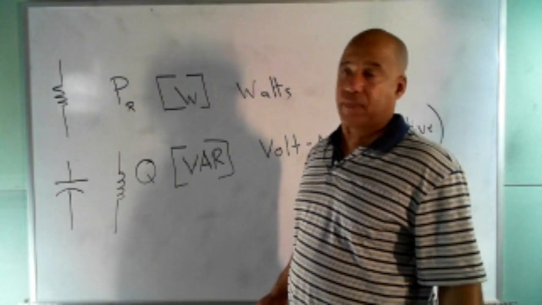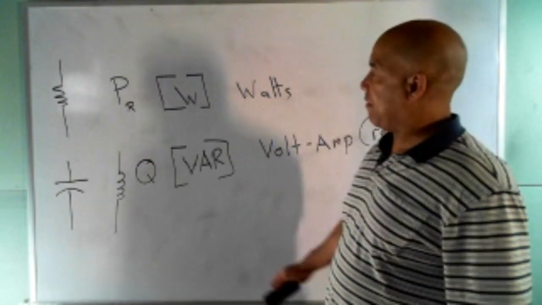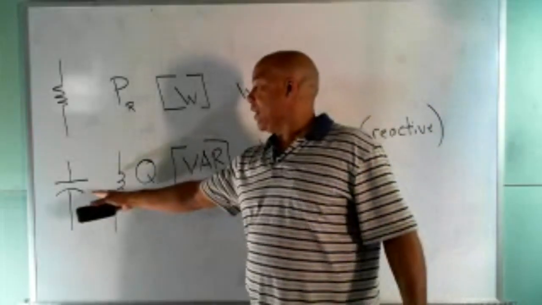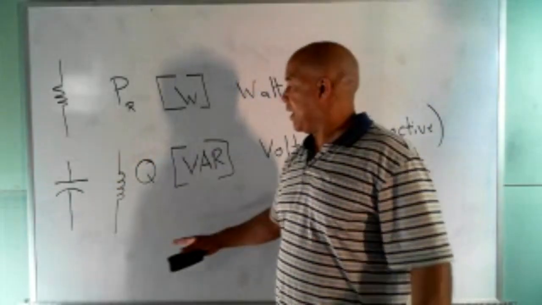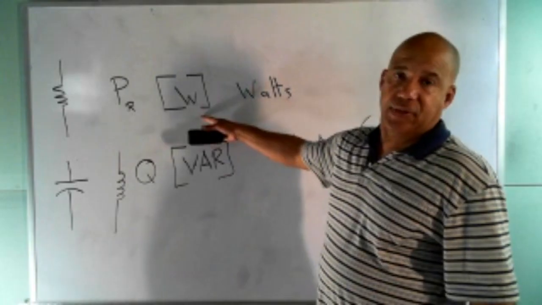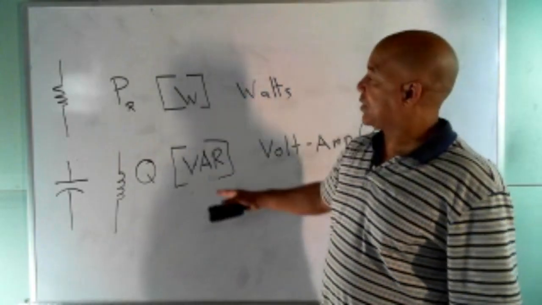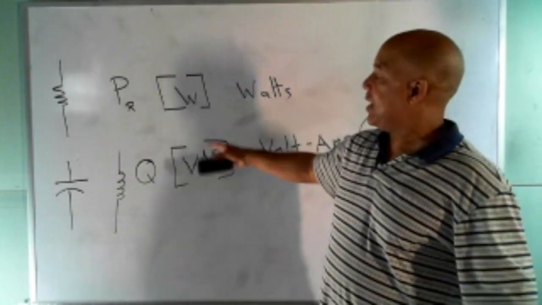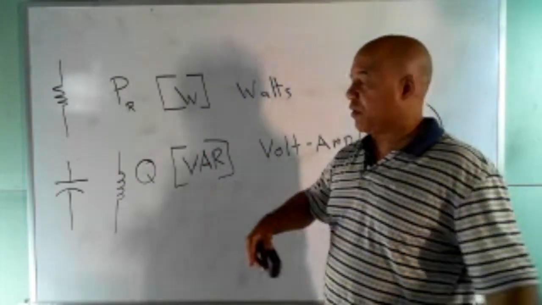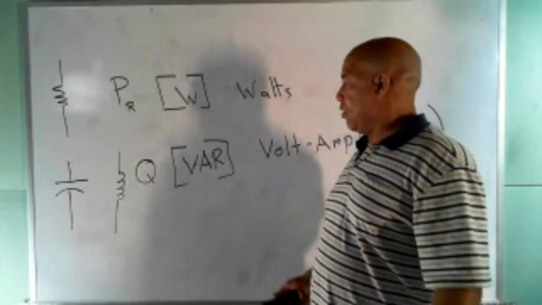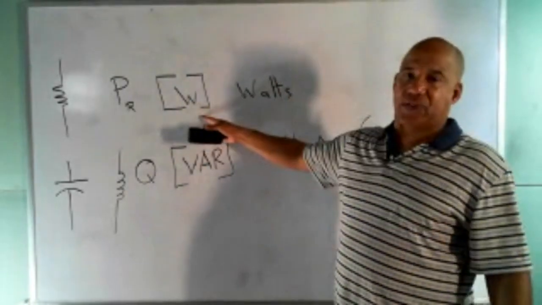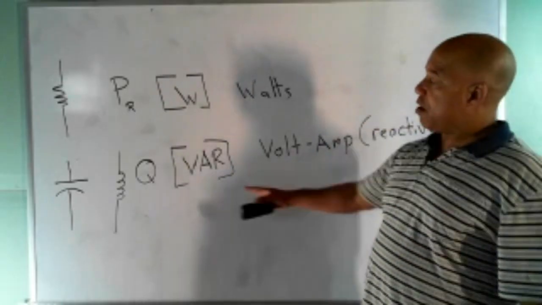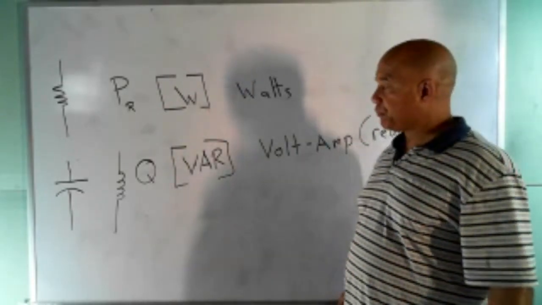So if I have only resistance, it's P, just what it was in DC, and my units would be watts. If I have only reactive elements, then I don't use watts. It would be improper to use watts, because watts is energy converted, or work being done, per unit time. This doesn't do any work. Energy flows in and then back out. So it would be improper to call it watts. So they use another unit called a volt amp reactive, or VAR.